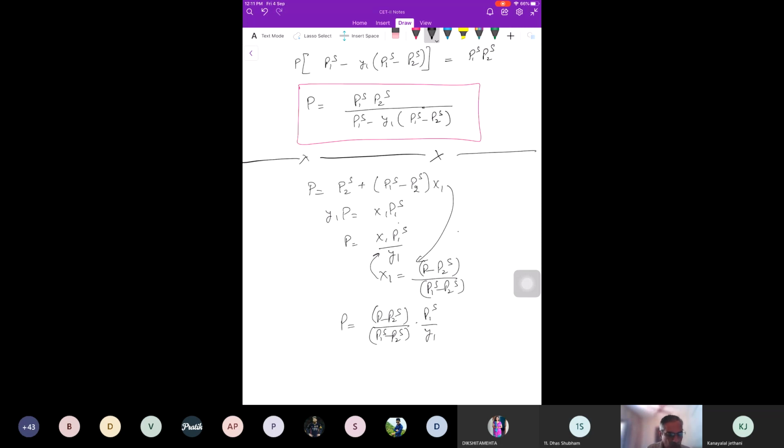Yes, sir. But now what we want is P, right? So actually P is coming on both sides, and Y1 P1S. P is on both the sides, right? So we'll have to somehow bring P on one side. How to do that?